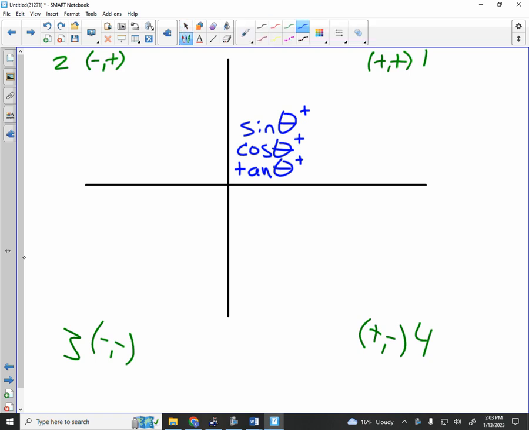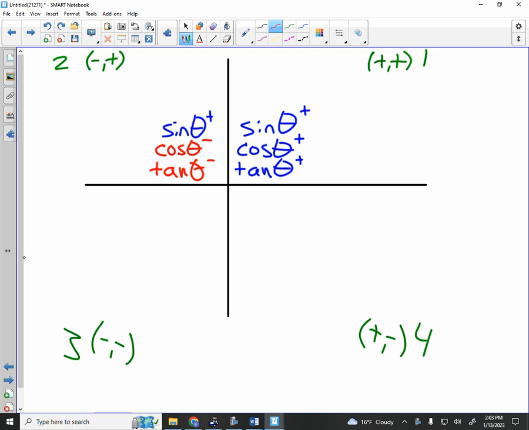Sine is the y value. Will it be positive or negative? Because it's the y value, it will be positive. How about cosine? Cosine will switch to negative because it is the x value. And tangent is y divided by x, so that will also be negative.